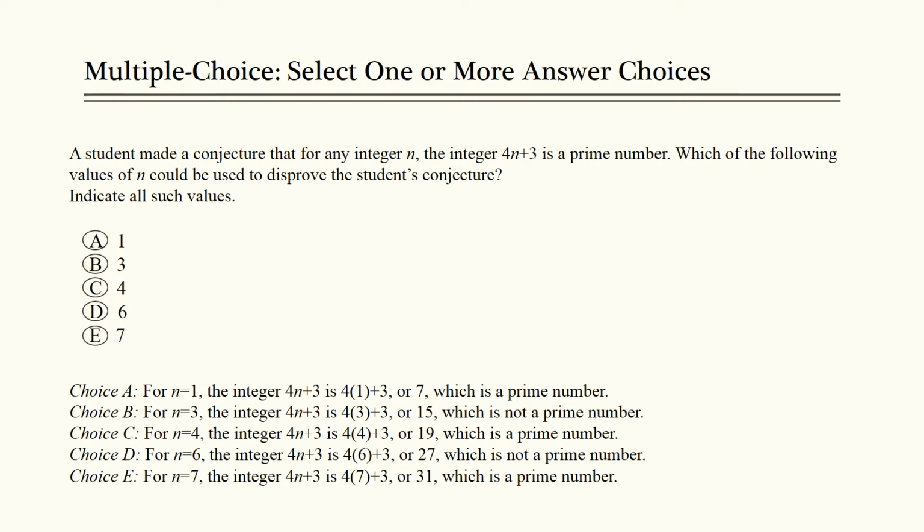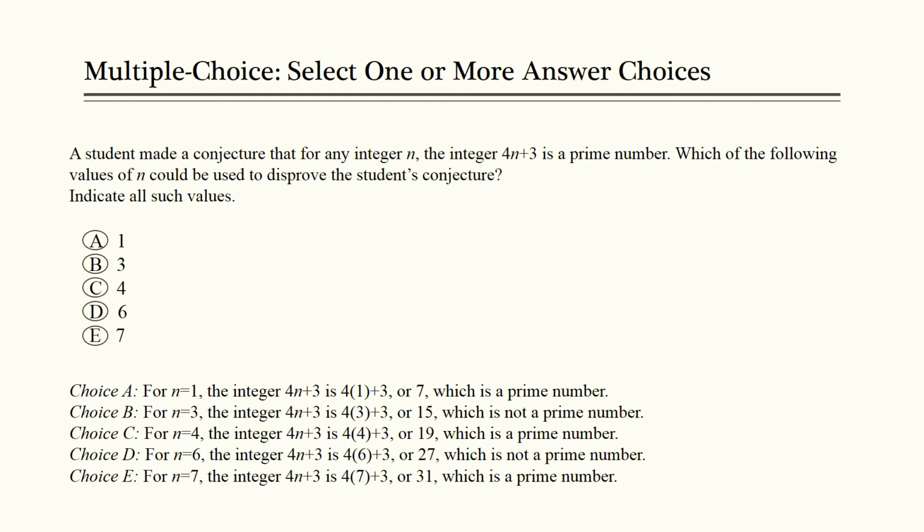And so for choice A, where n is equal to 1, 4n plus 3 is equal to 7. For n equal to 3, 4n plus 3 is equal to 15. For n equal to 4, 4n plus 3 is equal to 19. For n equal to 6, 4n plus 3 is equal to 27. For n equal to 7, 4n plus 3 is equal to 31. Out of these, 7, 19, and 31 are prime numbers, and 15 and 27 are not.